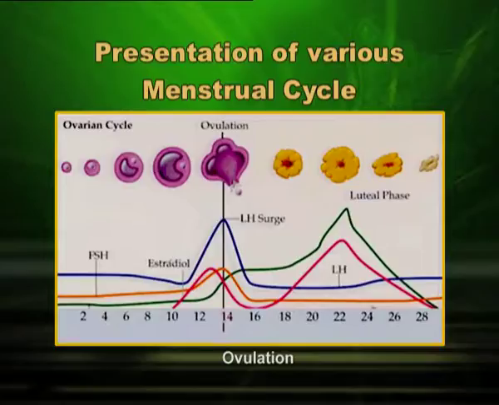Once ovulation takes place, the ova is released, and this Graafian follicle is converted to corpus luteum, that is, Graafian follicle minus ova. This corpus luteum is a temporary endocrine gland, a source of the second female sex hormone called progesterone.